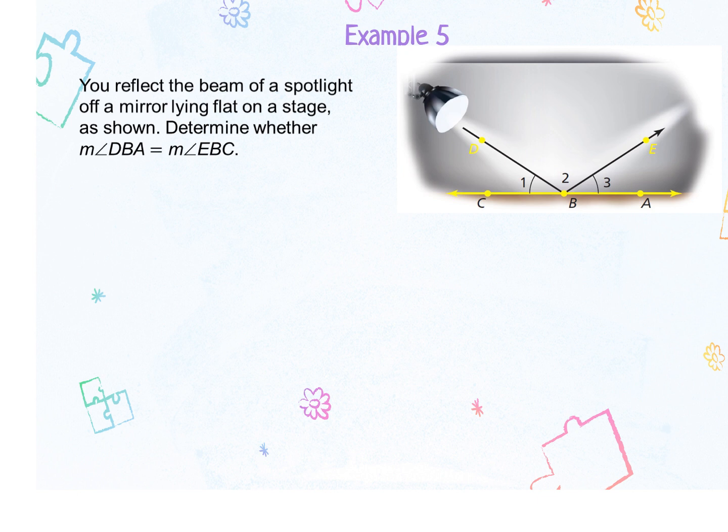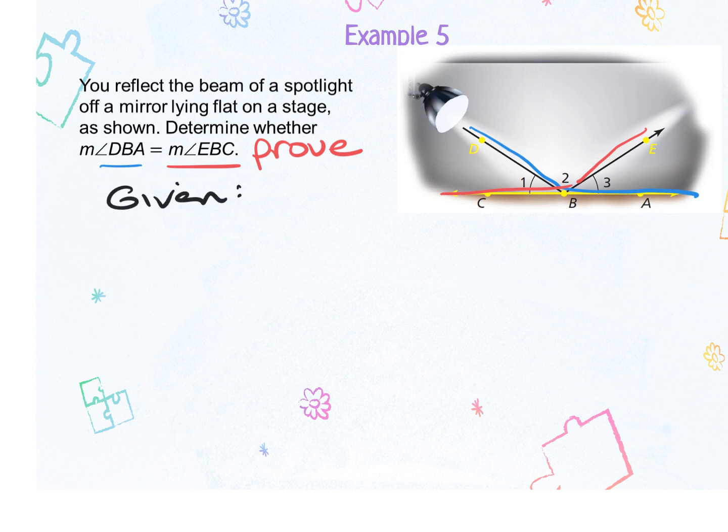All right. So here it says you reflect the beam of a spotlight off a mirror lying flat on a stage, as shown. Determine whether the measure of angle DBA, and DBA is right here, is equal to the measure of EBC. And EBC is right here. So this is what we're trying to prove. What was given to us was the diagram. And in the diagram, I'm given that the measure of angle 1 is equal to the measure of angle 3, because it's got the congruency marks.